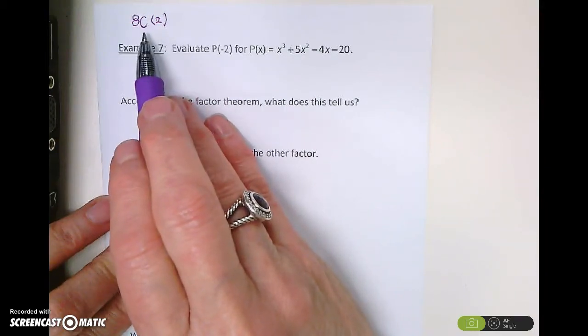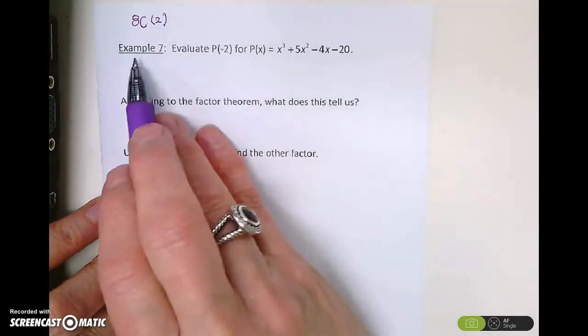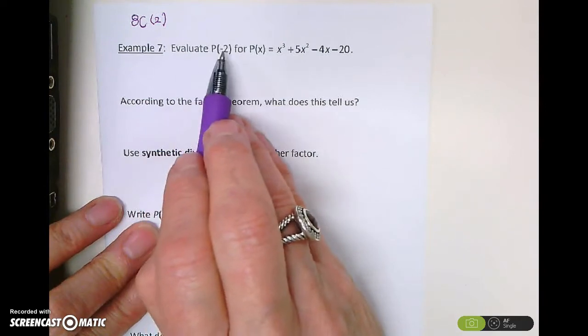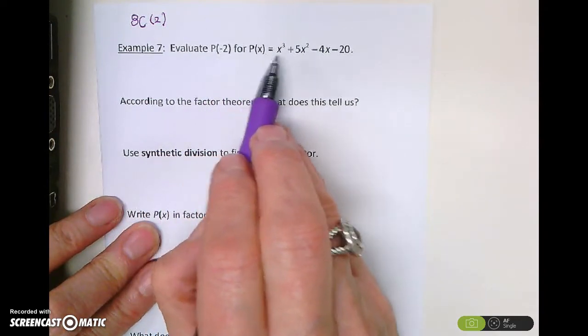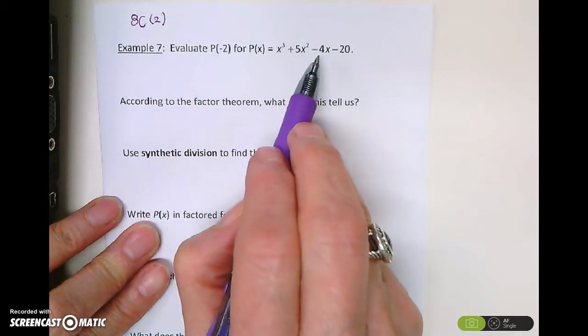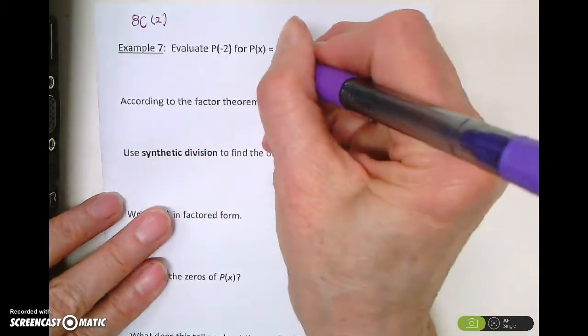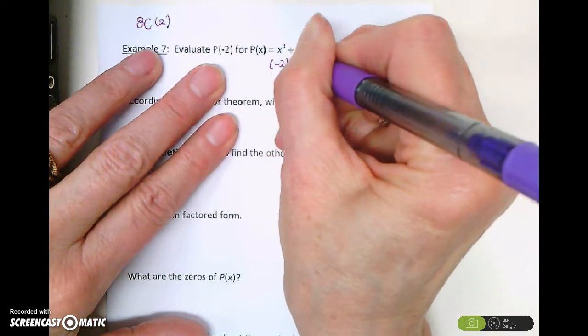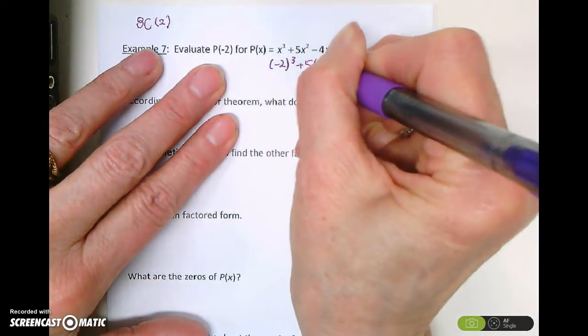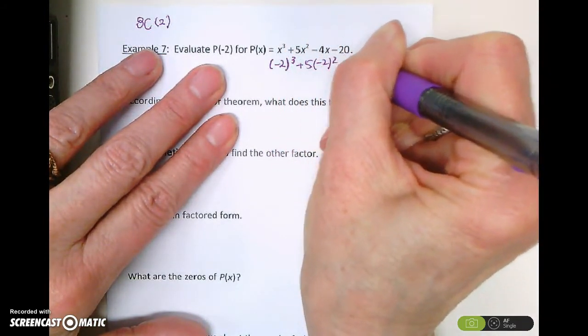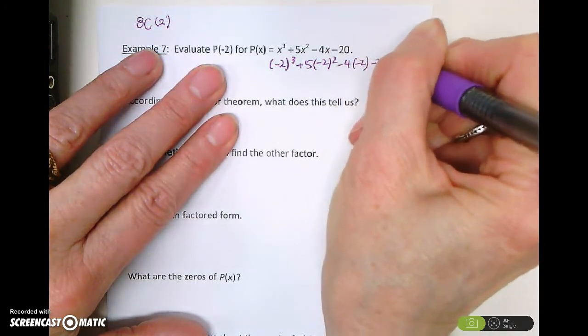For the 8C video 2, example 7, we're going to evaluate p of negative 2 for p of x is x to the third plus 5x squared minus 4x minus 20. So we're going to take negative 2 and plug it in and simplify it. So negative 2 to the third plus 5 times negative 2 squared minus 4 times negative 2 minus 20.